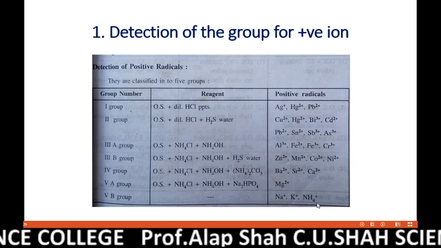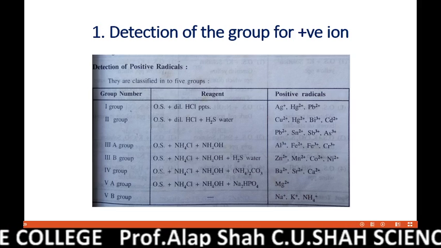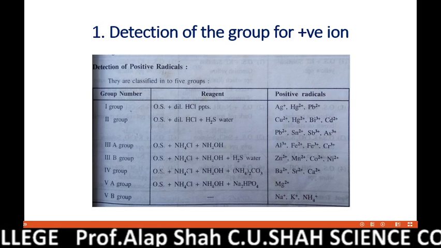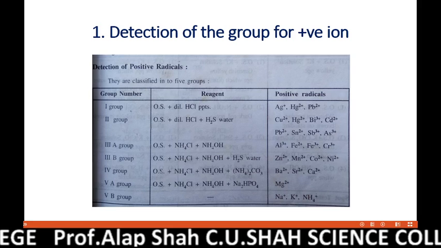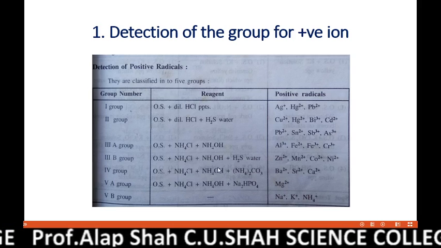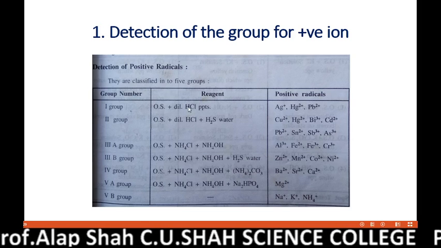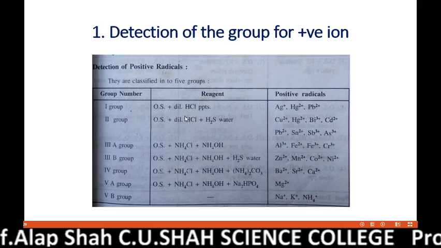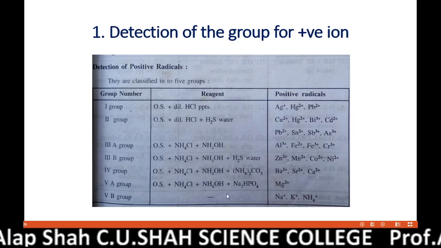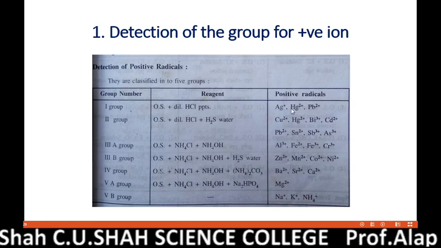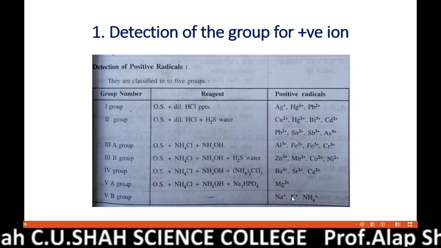And always remember that all the salts of these three are always water soluble. So, two things you should remember, as questions are asked to you in the viva. For each group, first, second, 3A, 3B, fourth, 5A, 5B, you should remember these reagents and at least two examples of ions of each group.